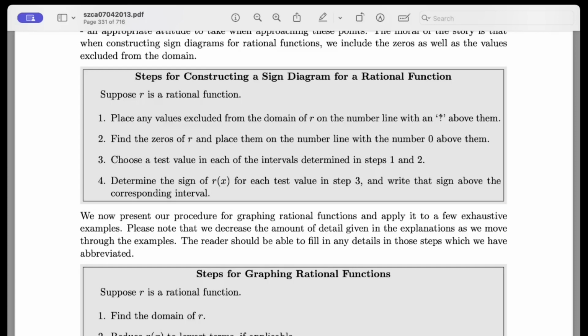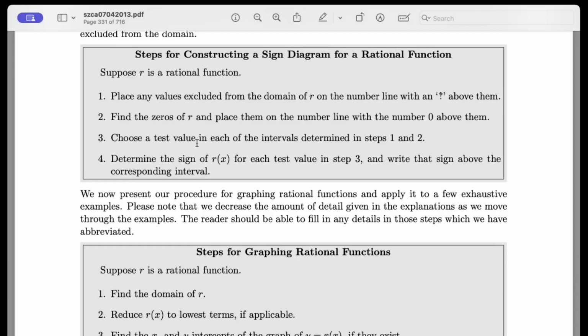All right, so let's see. What do we do to construct the sign diagram? So first, place any values excluded from the domain of R on the number line with an interrobang over them. Find the zeros of R, and that'll be the zeros of the numerator, and place them on the number line with the number 0 above them. So a bunch of dots on the number line so far.